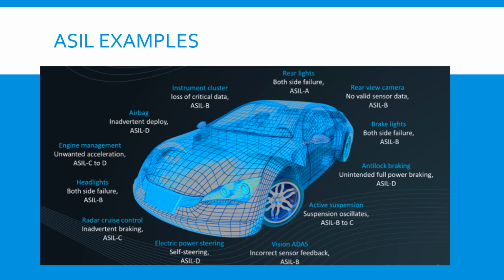And if you look at the brake lights, if both side brake lights fail, then it is ASIL B. How is it possible? Nobody will get to know that you have applied a brake, and there is a possibility of an accident, right? Similarly, these are all the examples.